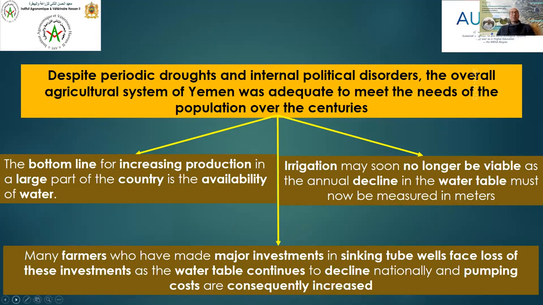The bottom line for increasing production in a large part of the country is the availability of water. So irrigation may soon no longer be viable, as the annual decline in the water table, as we already talked about, must now be measured in meters. Many farmers who have made major investments in sinking tube wells face loss of these investments as the water table continues to decline nationally and pumping costs consequently increase.